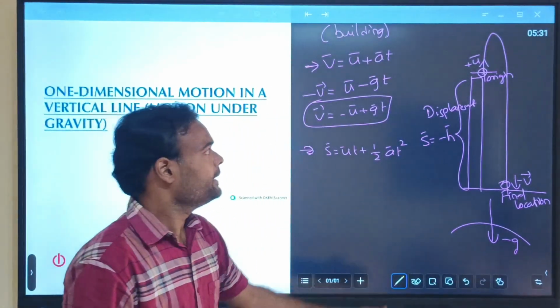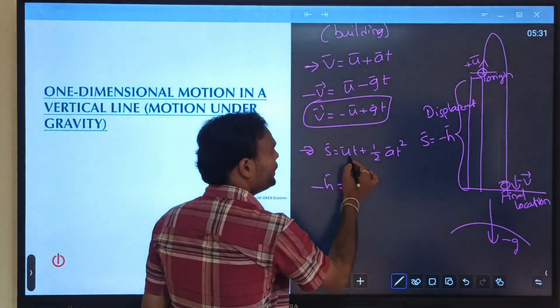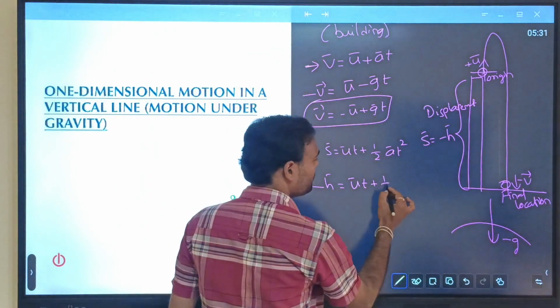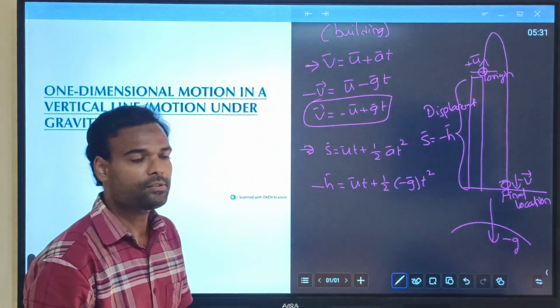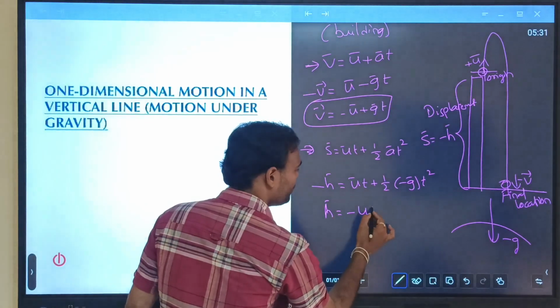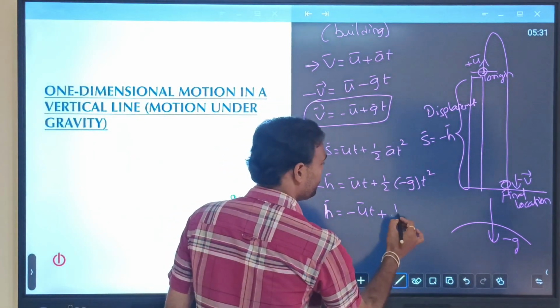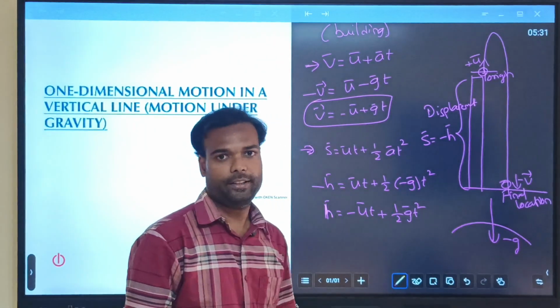Then the second one is s equals ut plus half at square. How will it change? Now the displacement is in the downward direction, meaning minus h, u is in the upward direction, ut, minus half gt square, that is h equals minus ut plus half gt square. This is how we can modify.